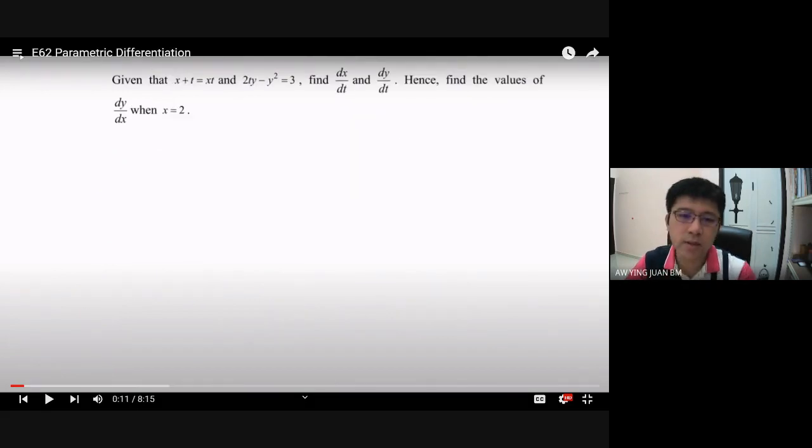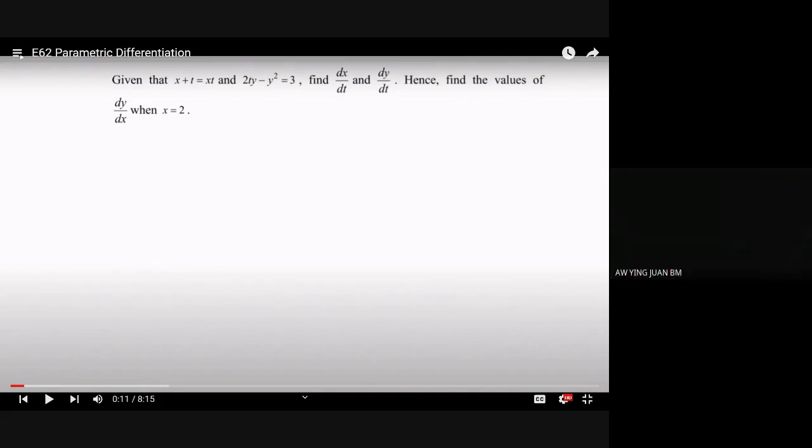Okay, so sekarang kita tengok soalan ni, dia agak luar biasa sikit. Okay, dia agak luar biasa sikit, tetapi tak mengapa. Masih sama, kalau you baca soalan tu, dia masih ada guided situation. So given that x plus t is equal to xt, and we have 2ty minus y squared is equal to 3, find the dx/dt and the dy/dt.